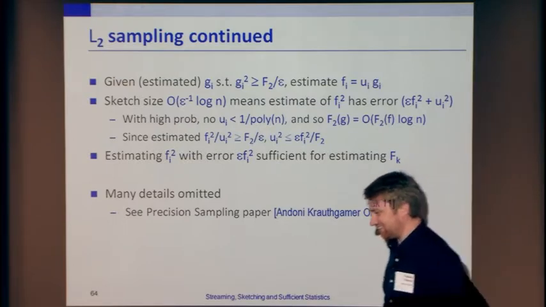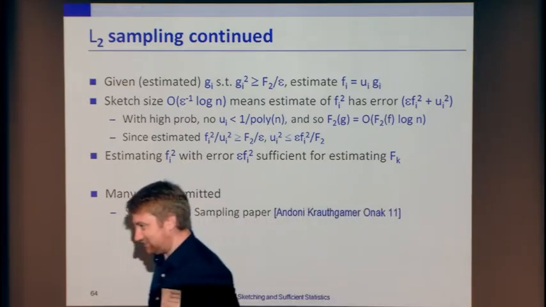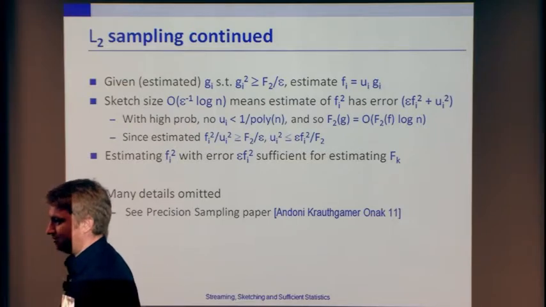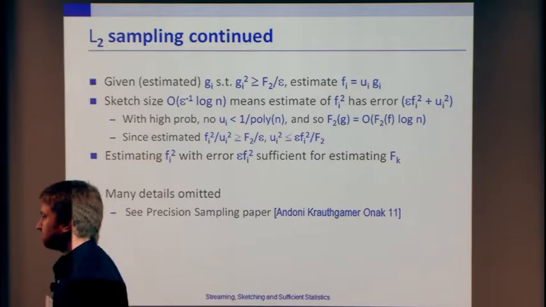Question? So, maybe I'm missing something, but to get the derived stream, the gi, because it's based on the frequency count, it just means that when you look at an item, given the ui, you are more or less likely to actually take it for your derived stream based on the ui value. Is that how you do it?